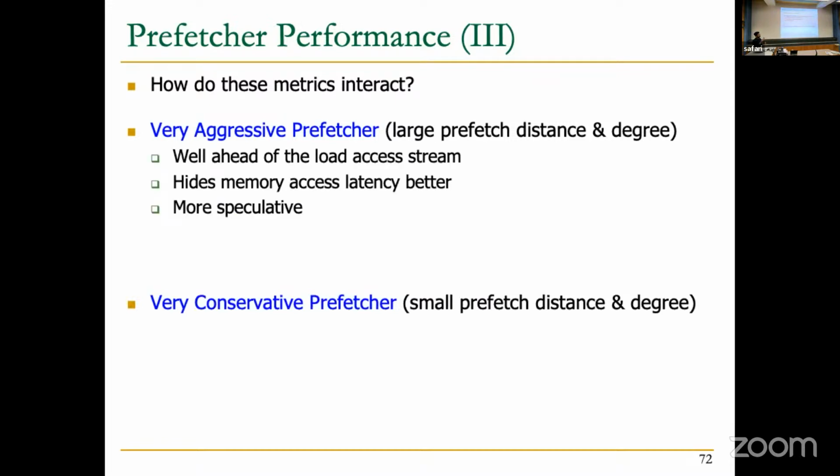Aggressive prefetchers are more likely to have more coverage because they are going more aggressive. They're likely to have more timeliness also, but at the same time, they might waste lots of resources. They might waste bandwidth, they might waste cache, they do cache pollution and so on and so forth.